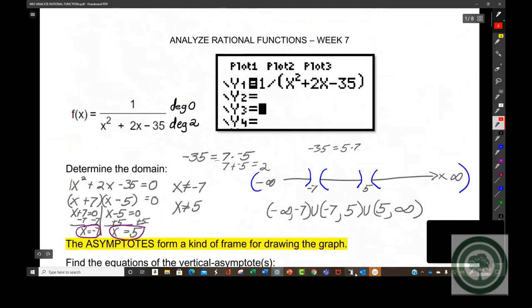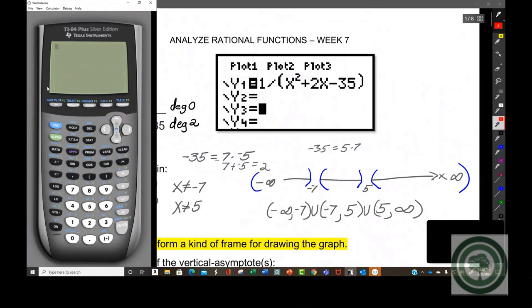I had to play with it and play with it and play with it. I put this in Y1: 1 divided by parentheses x squared plus 2x minus 35, and then I graph. That's what you get. Do you have any information from that? I sure don't. So I had to ask myself, what the heck are we gonna do?